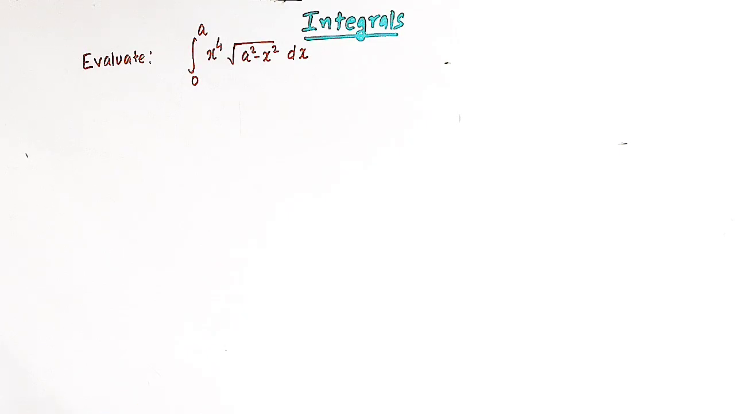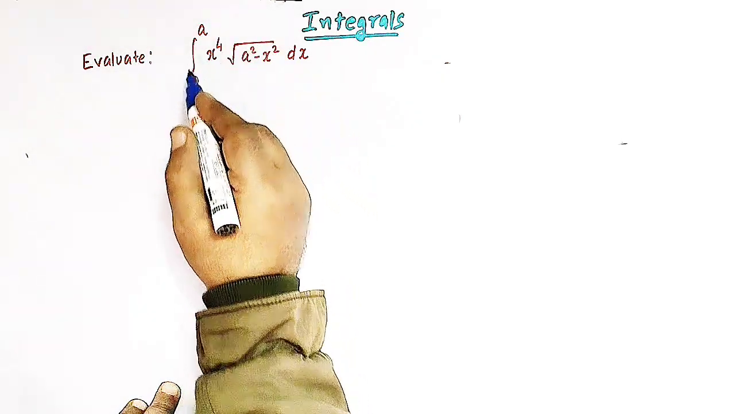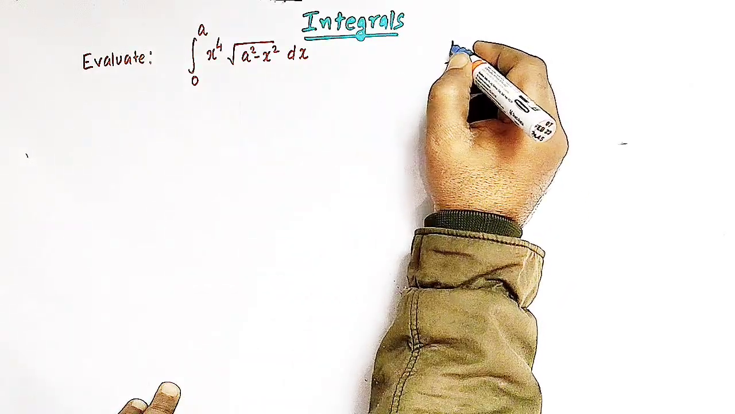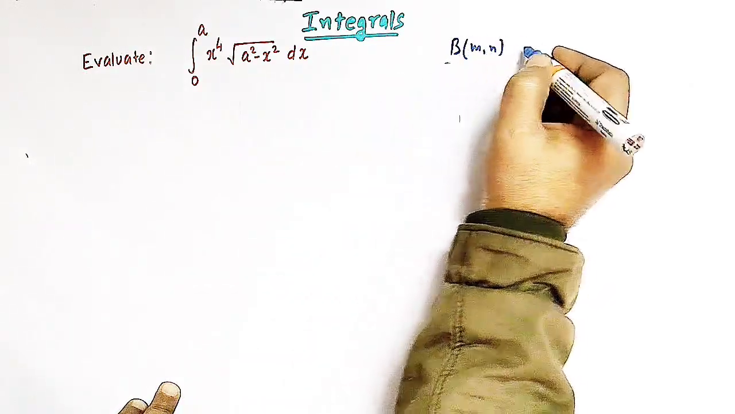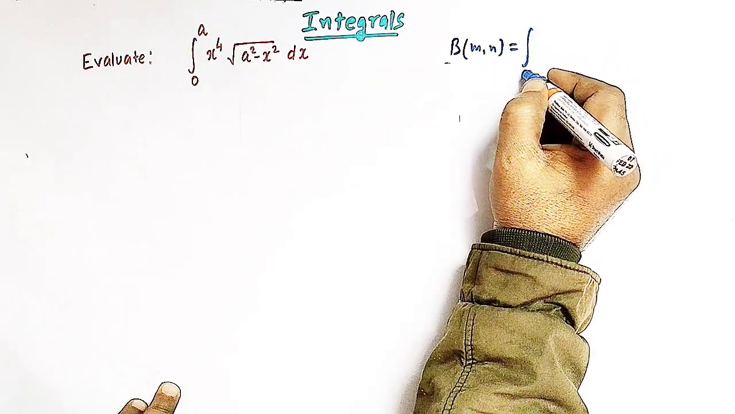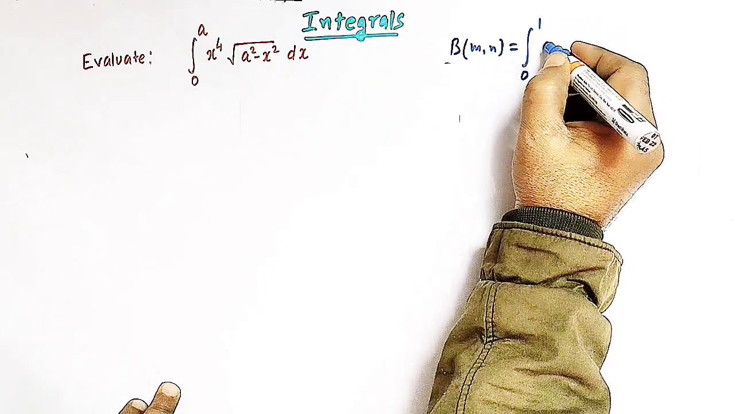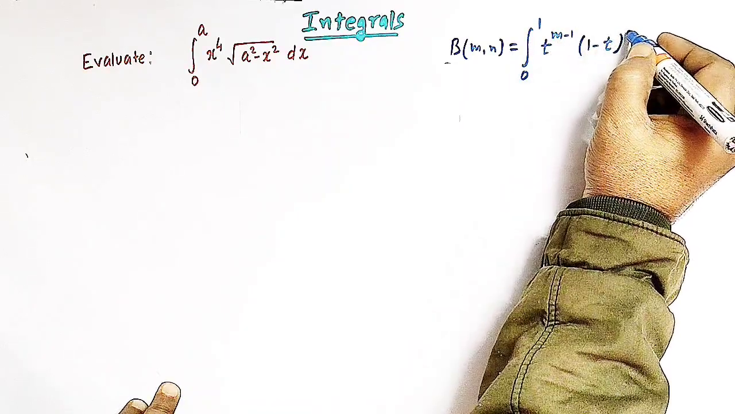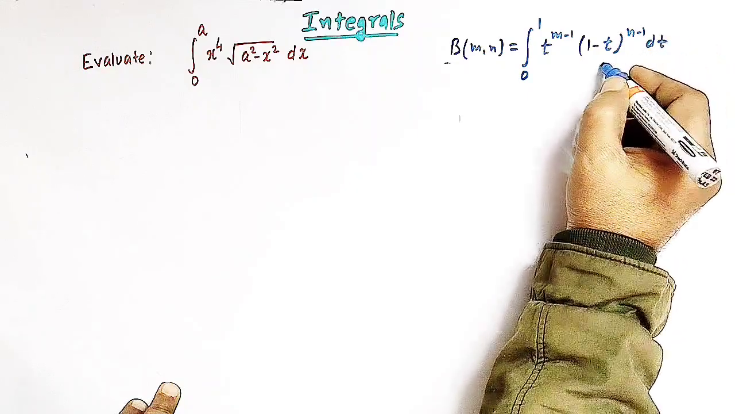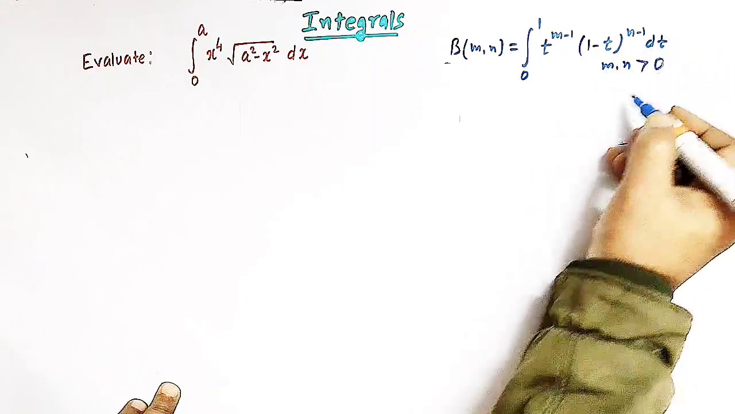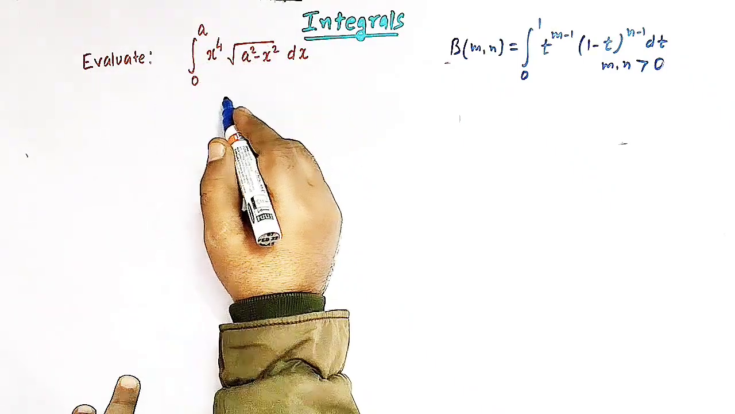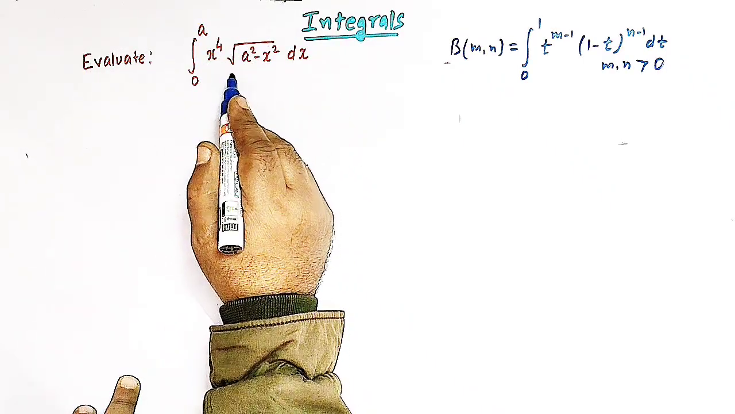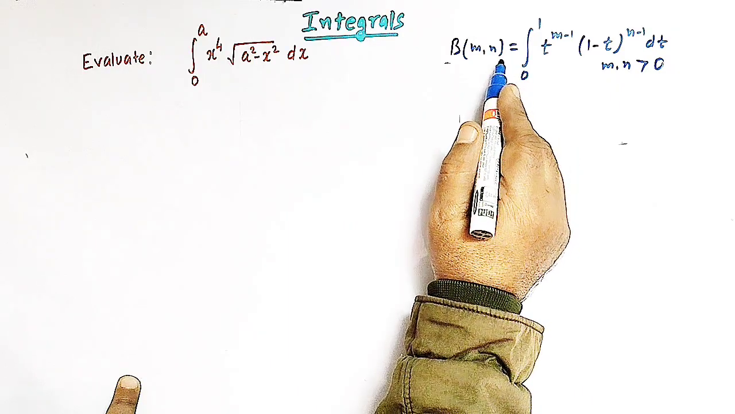And first of all, we'll apply the method of substitution, right? So applying the method of substitution reduces this integral into the beta function, that is beta m comma n, which is defined by this integral, that is 0 to 1, and we have t raised to m minus 1 and 1 minus t raised to n minus 1 dt, where m and n are greater than 0, right? So by method of substitution, we'll first reduce this integral to the beta function, right?